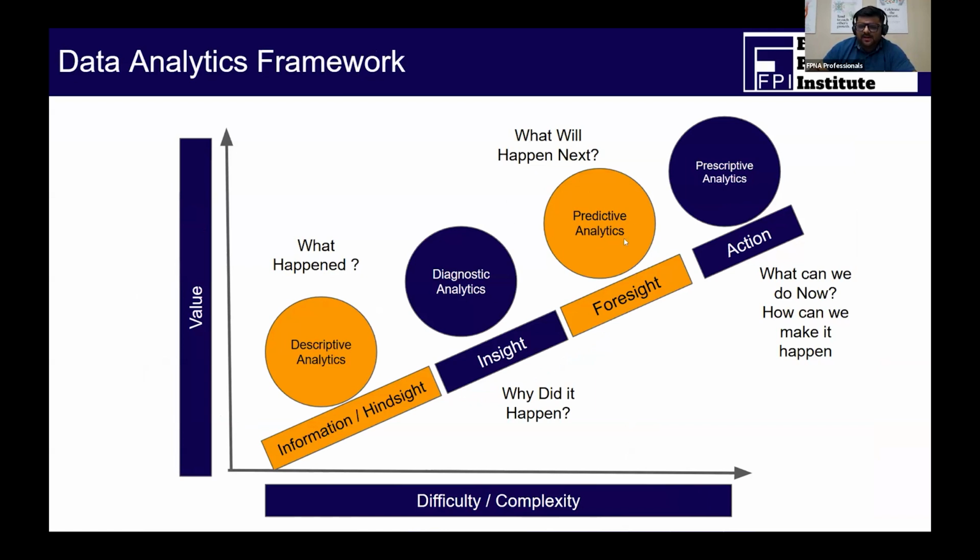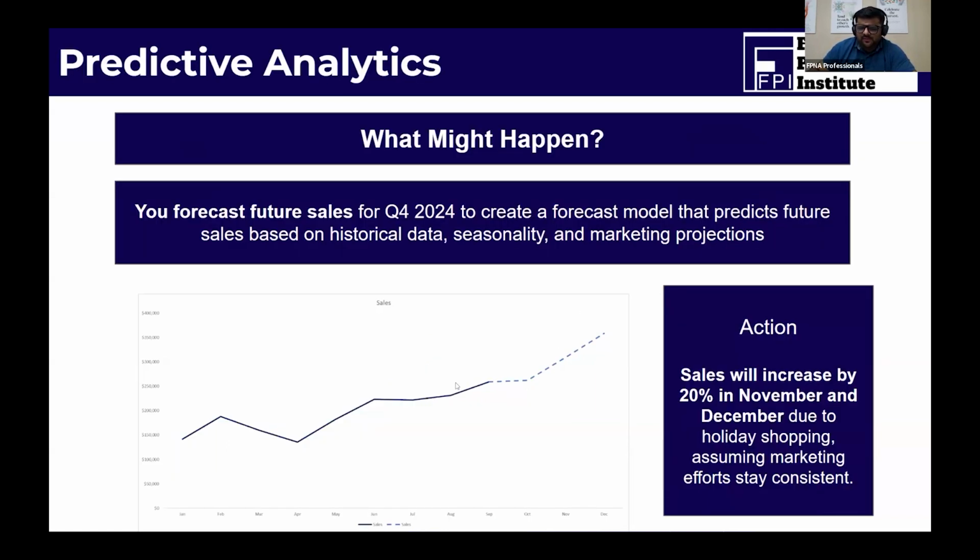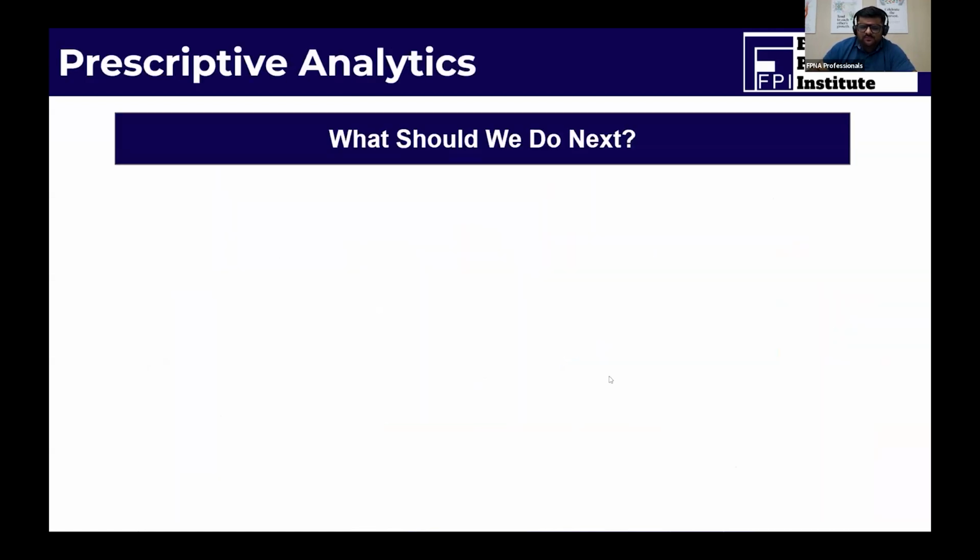Now when you move from predictive to prescriptive, again we'll take an example. After you submitted this forecast to the CFO, he was not very happy with this, and he asked you, okay, what can we do right now? You're giving me 20% growth. What can we do? So let's go to the next example.